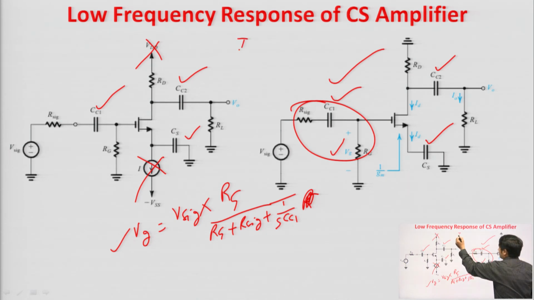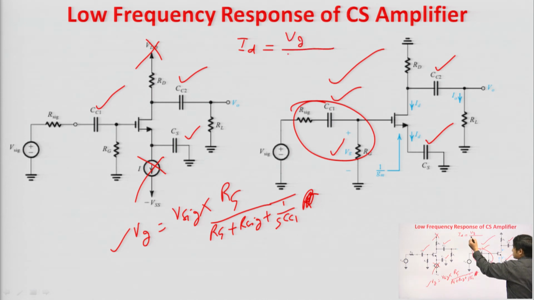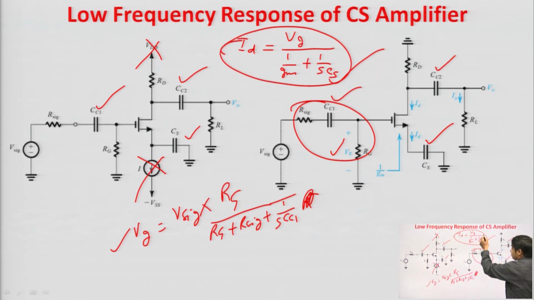The drain current Id will be equal to Vg upon the source resistance, which is 1 by Gm, plus the impedance of CS, which is 1 by SCS. This is the value of Id. From here we will get the second corner frequency, and the third corner frequency we will get due to this CC2. To calculate the third corner frequency, we will calculate the value of I naught. With the help of I naught, we will calculate the value of V naught. From there we will get the third corner frequency.